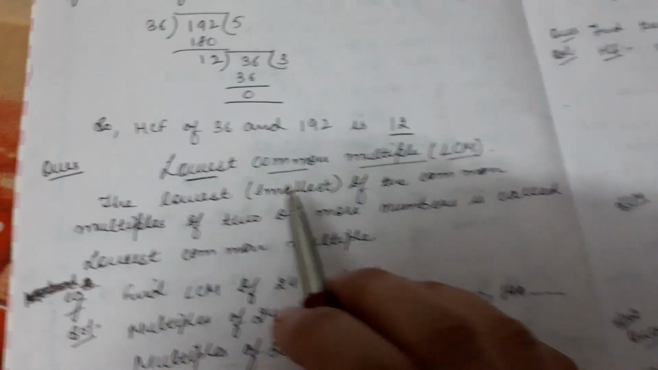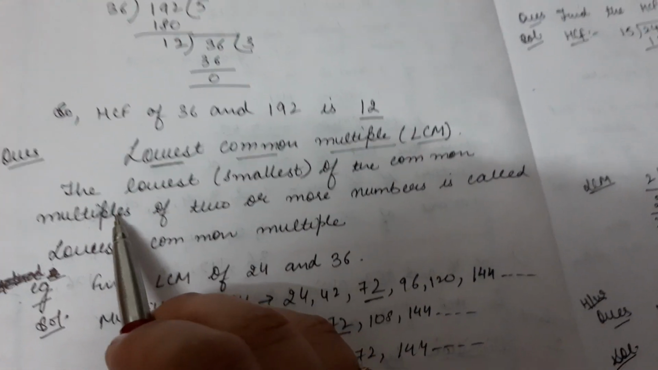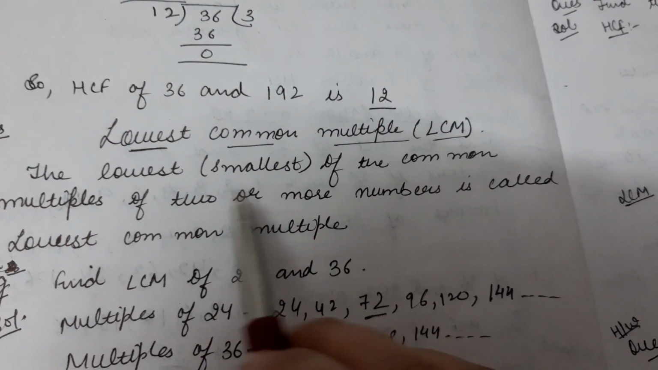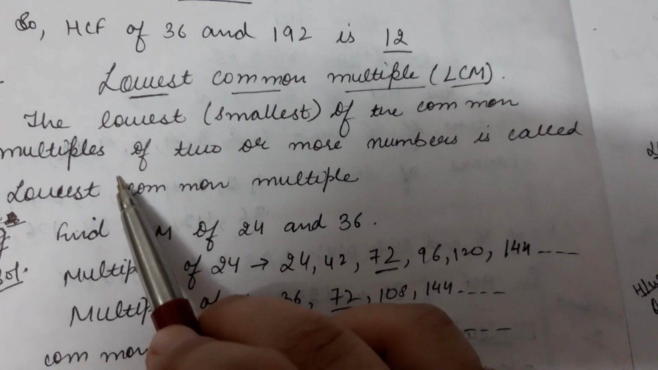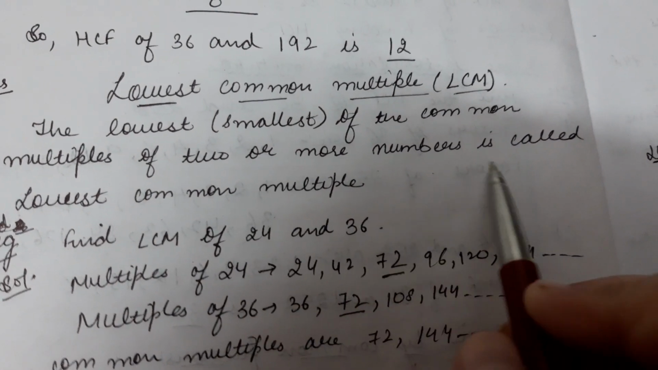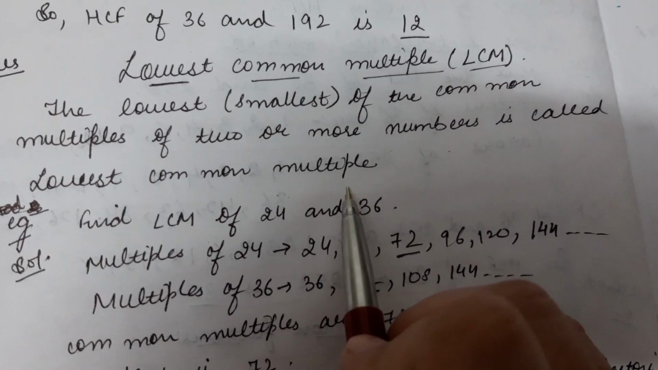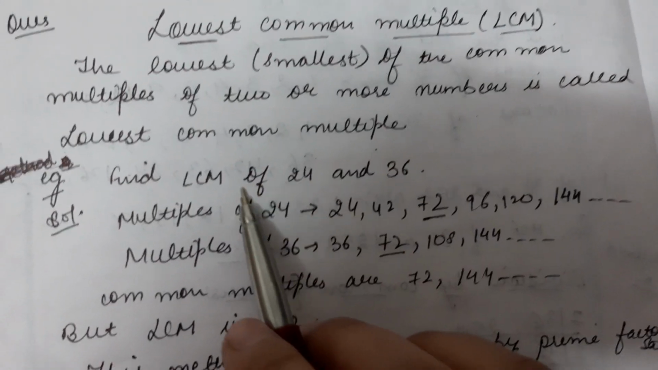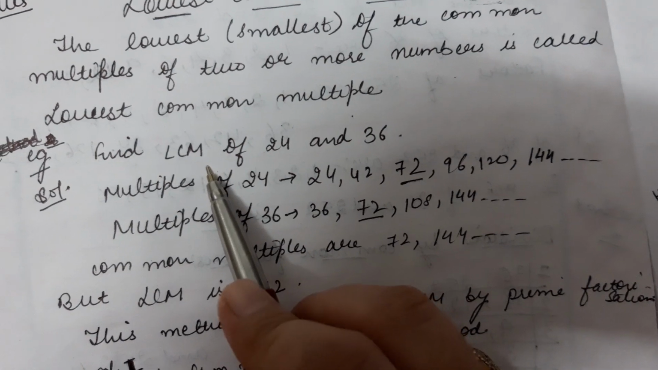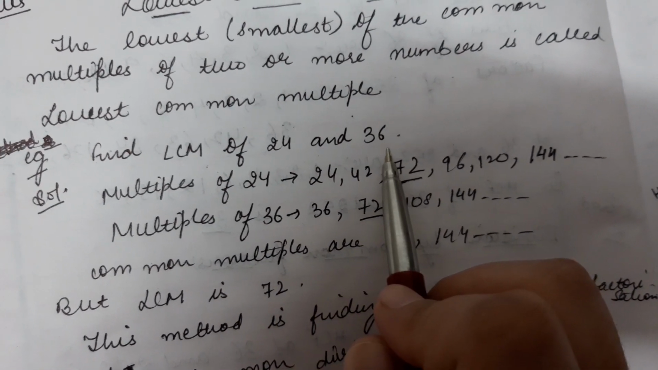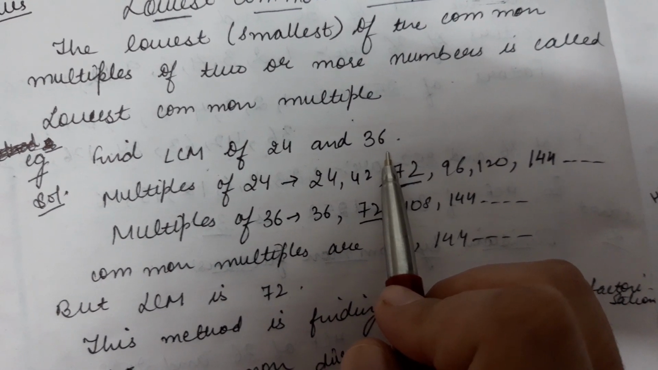Next is lowest common multiple. The lowest, or we can say smallest, of the common multiples of two or more numbers is called the lowest common multiple. We say it LCM also. Suppose if I want to find LCM of 24 and 36, as the name suggests, lowest common multiple.